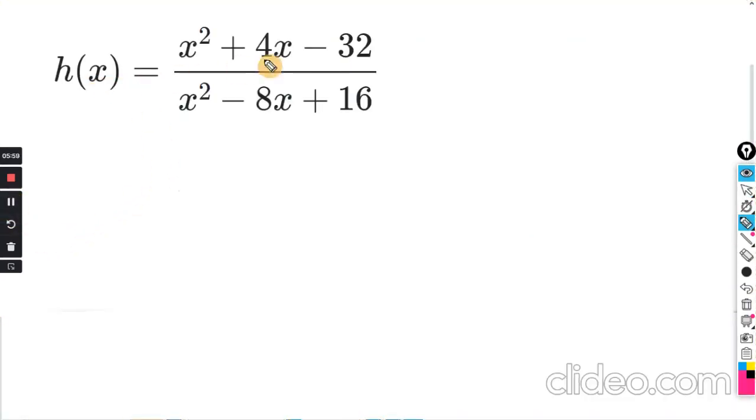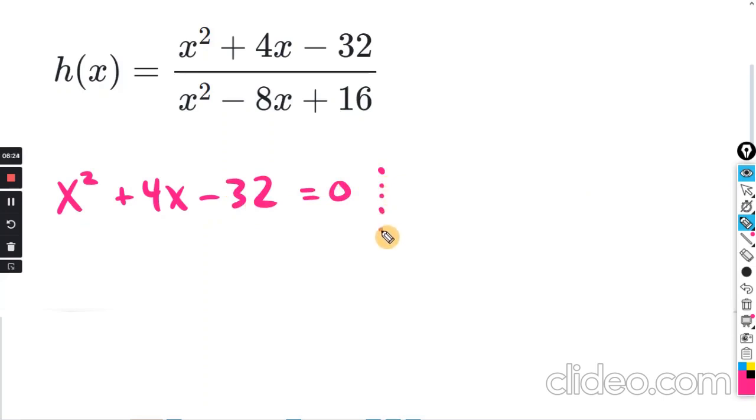All right, so once again, we have our rational function. By the way, a rational function is just basically one polynomial divided by another. Anyhow, we'll start with the numerator equal to 0. So that's x squared plus 4x minus 32, and that equals 0. And on the other side, denominator equals 0, x squared minus 8x plus 16.